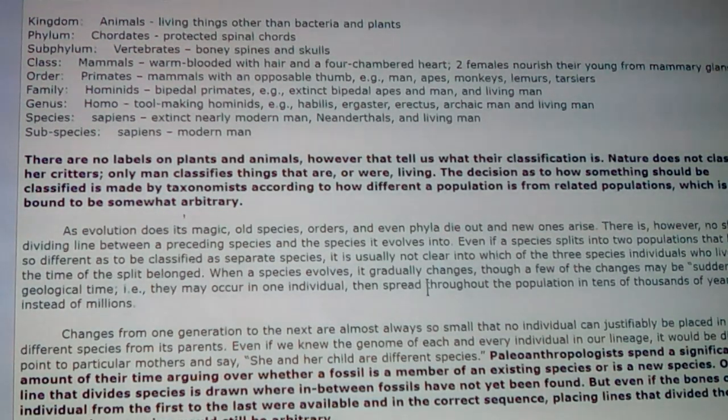If you follow me. When a species evolves, it gradually changes, though a few of the changes may be sudden in geological time, i.e. they may occur in one individual, then spread throughout the population in tens of thousands of years instead of millions.